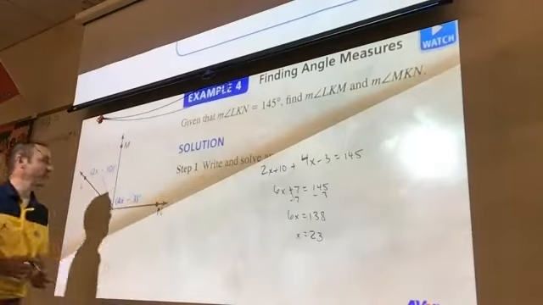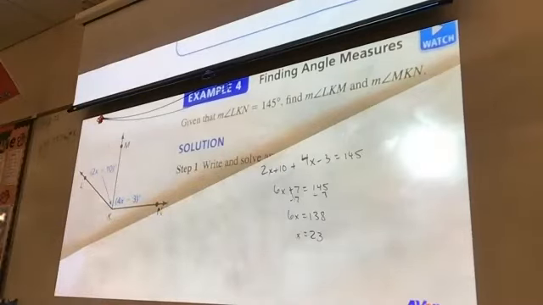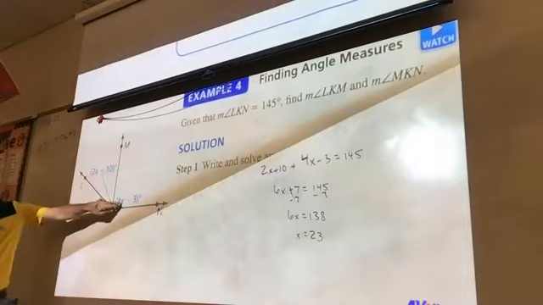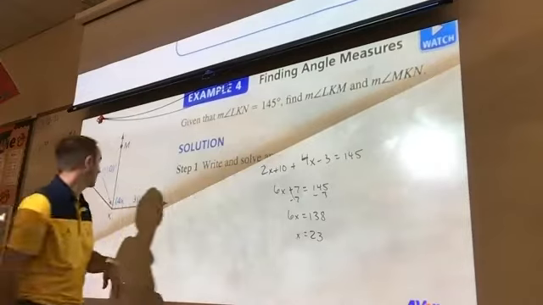So we got x is 23, but they're not asking for x. They're asking us to plug it back in. So what do we get for LKM? 56. 56, thank you. And then this one, 89, there you go.